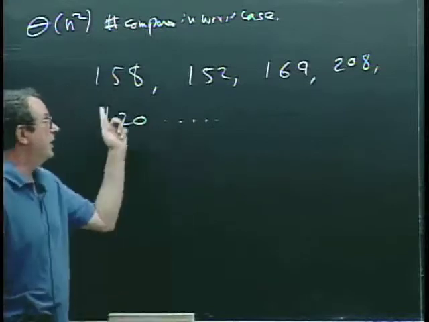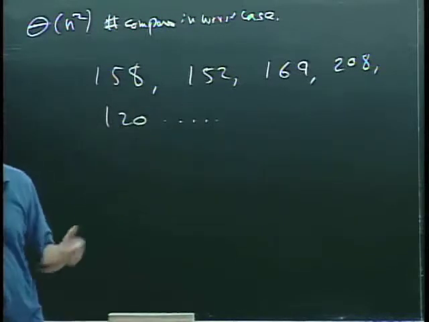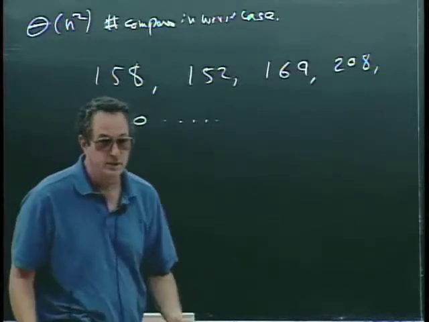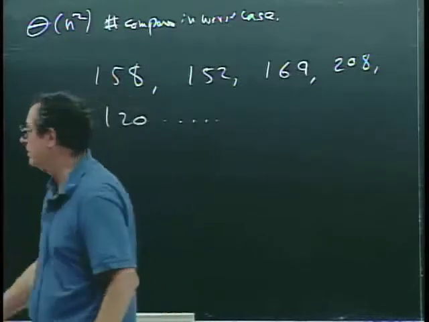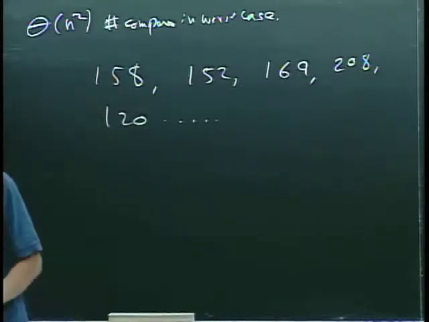Okay? What should I do with these numbers to give you some sense of how this algorithm is behaving in terms of the number of comparisons?